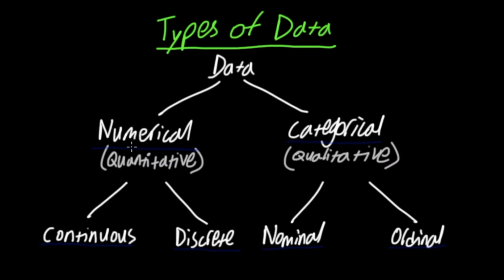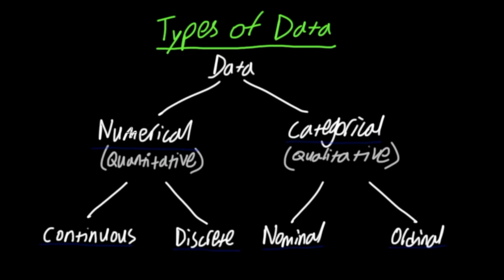So data is numerical if it consists of numbers or if it is something we count or measure, and data is categorical if it consists of qualities or categories. For example, hair color would be a category, so it would be considered categorical data, whereas someone's weight would be considered numerical because it's a number. And once you know whether your data is numerical or categorical, it can be further split up.